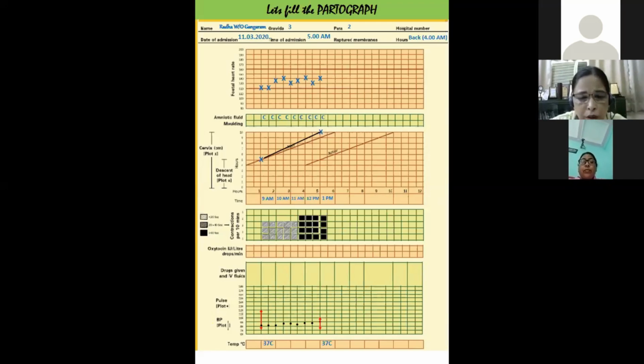Okay. So what is the status of uterine contractions at 10 a.m.? At 10 a.m., ma'am, 3 contractions. Very good. Between 20 to more than 20 seconds. Okay, so there is a range, 20 to 40 seconds. But you have rightly said that her contractions are more than 20 seconds, and if they were less than 20, how would you plot them?